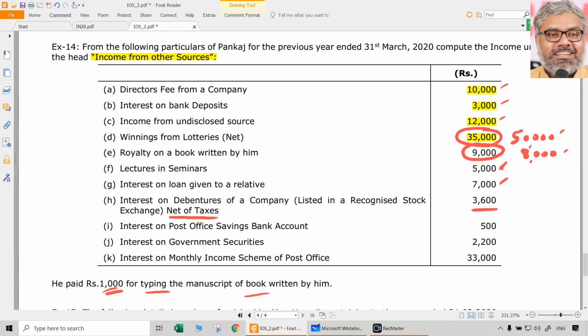So 3,600, if it is net of taxes, how much would be the gross? So 3,600 into 100 by 90, that comes to 4,000. So 4,000 would be the gross income.